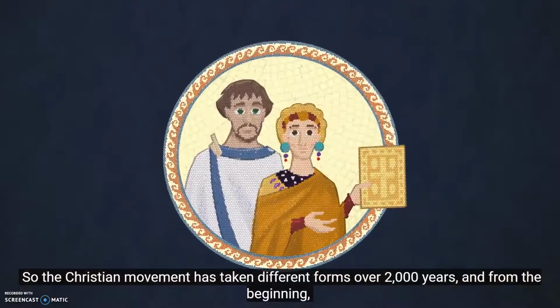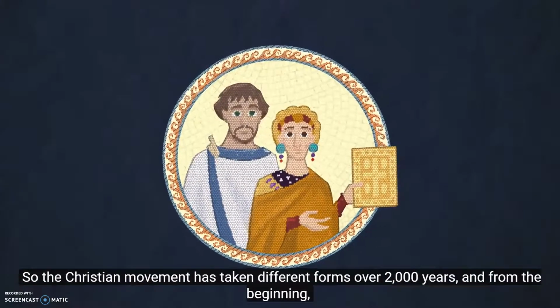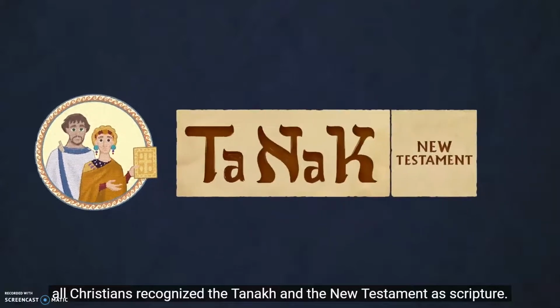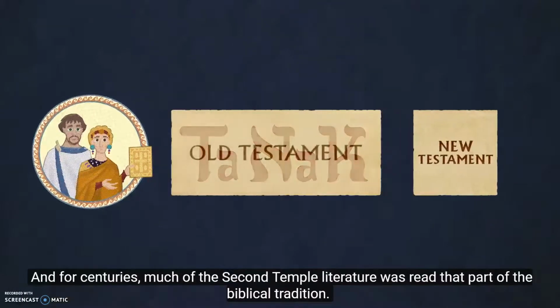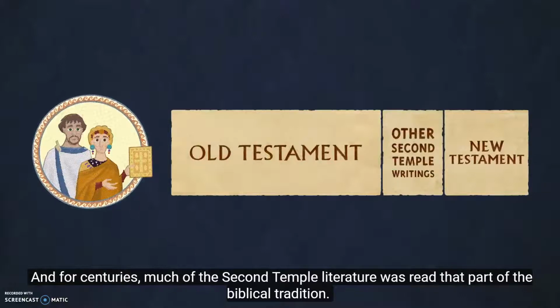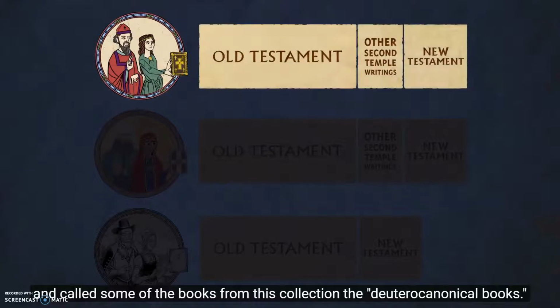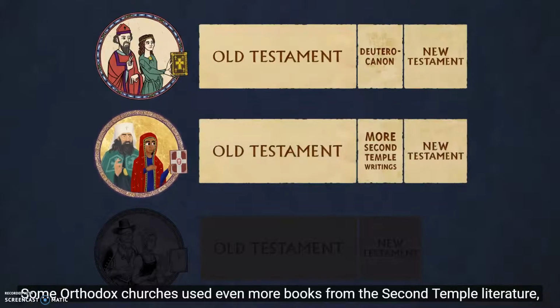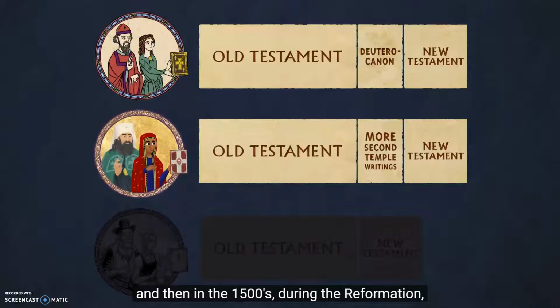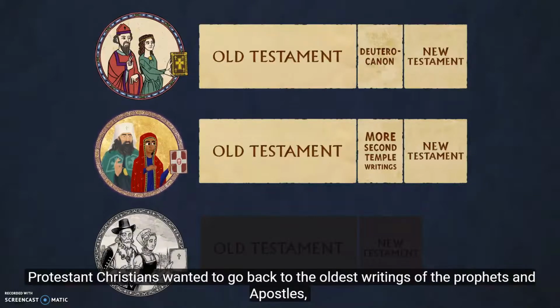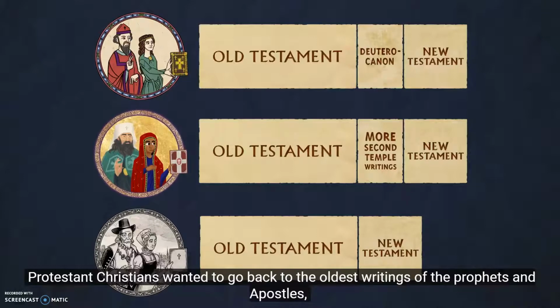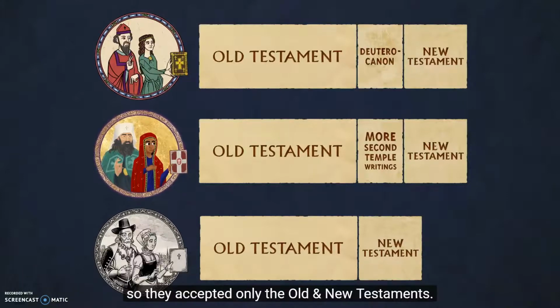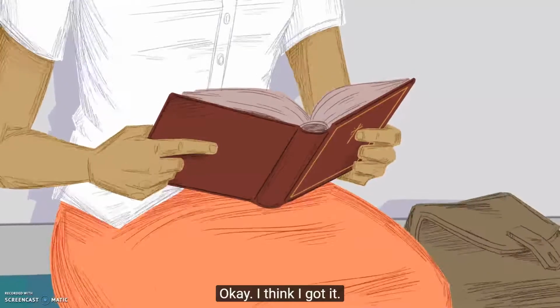So the Christian movement has taken different forms over 2,000 years, and from the beginning, all Christians recognized the Tanakh and the New Testament as scripture. And for centuries, much of the Second Temple literature was read as part of the biblical tradition. The Catholic Church eventually made it official and called some of the books from this collection the Deuterocanonical books. Some Orthodox churches used even more books from this Second Temple literature, and then in the 1500s, during the Reformation, Protestant Christians wanted to go back to the oldest writings of the prophets and apostles, so they accepted only the Old and New Testaments.